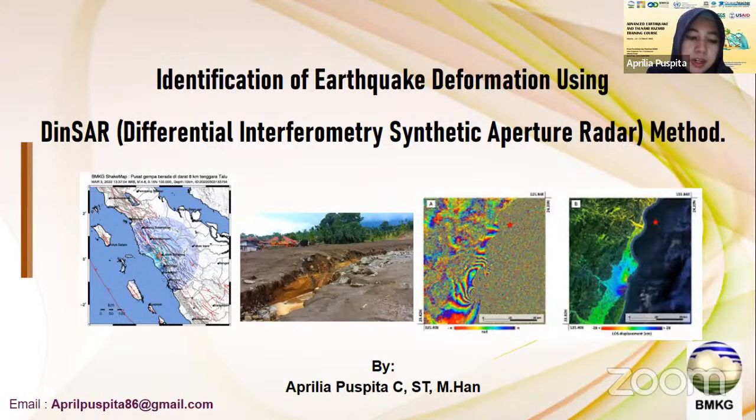On this occasion I will share about my research topic: the application of SAR images to identify earthquake deformation using the DInSAR, or differential interferometric synthetic aperture radar, method. Let me introduce myself. My name is Aprilia Puspita from the Earthquake Information Subdivision.